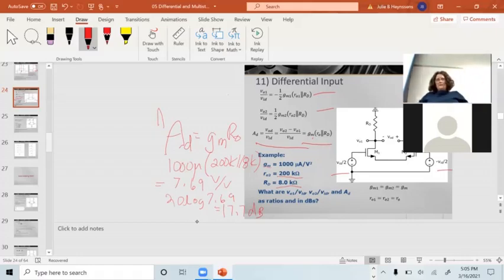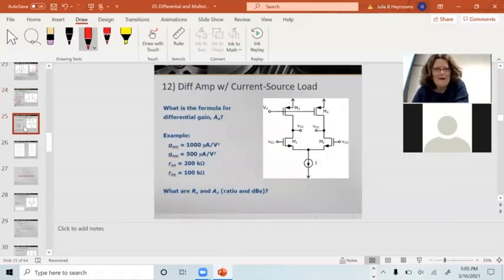So the punchline: you can convince yourself with the derivations in the book if you need to, but the gain of this differential amplifier is going to be positive gm times RO. Are we almost done? I'm looking for my slide, my stopping point. What is the formula for the differential gain here? Okay, so that was with a resistor load.